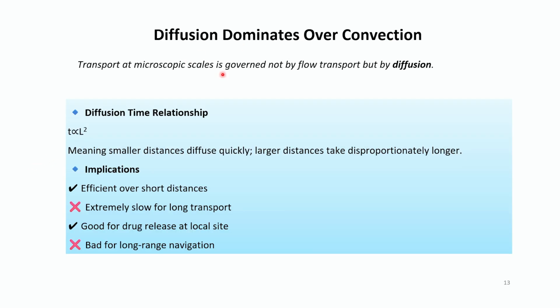Diffusion dominates over convection. So transport at microscopic scales is governed not by flow transport but by diffusion. Diffusion time relationship: smaller distances diffuse quickly, larger distances take disproportionately longer time. So the implications are that these are efficient over short distances only, and extremely slow for long transport. These are good for drug release at a local site but bad for long range navigation. This is the consequence of diffusion dominating over convection.